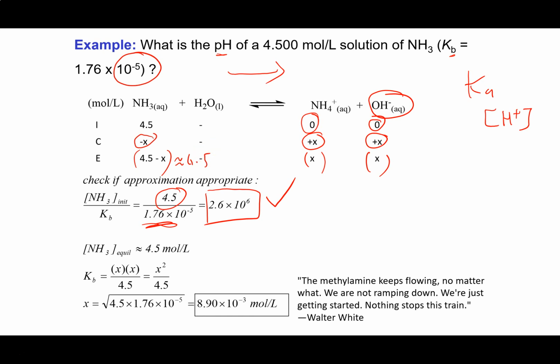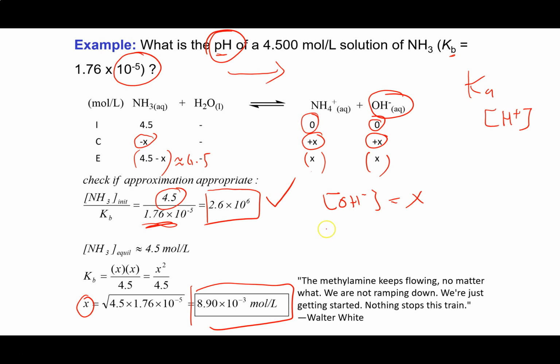So my Kb expression is now going to become products over reactants again, x multiplied by x on 4.5, and so that's x squared on 4.5. So all I've got to do is set that equal to Kb, multiply both sides by 4.5 and take the square root to get x. So what is x? I have to be a little bit careful. X is equal to my hydroxide ion concentration. So I haven't actually answered the question, right? I have to be aware that I haven't actually answered the question.